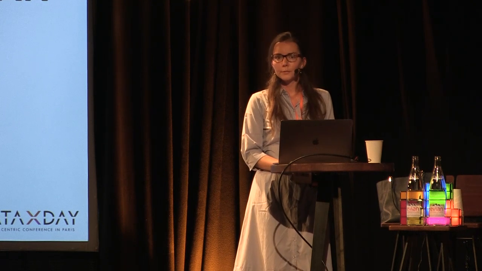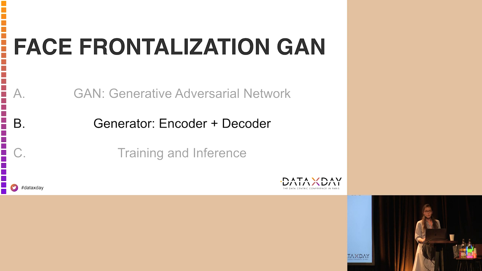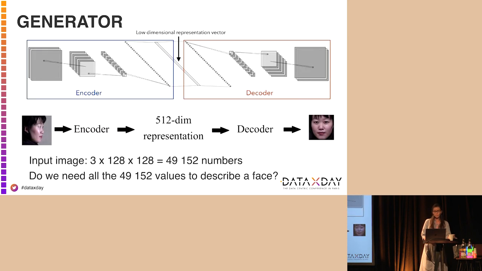OK, so this was the GAN architecture. And now we'll talk about the architecture of the generator for my face frontalization GAN, because what we just discussed was a GAN for an unsupervised learning problem. My problem is for supervised learning. So the generator is actually going to have inputs that are not noise, that are real images. And the architecture that it has is a very generic one. It's the encoder and the decoder combined. OK, so the generator.